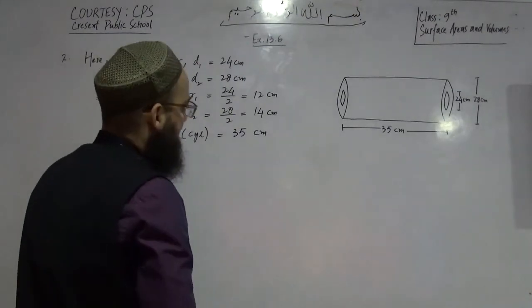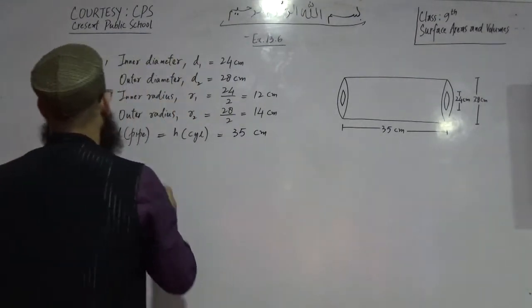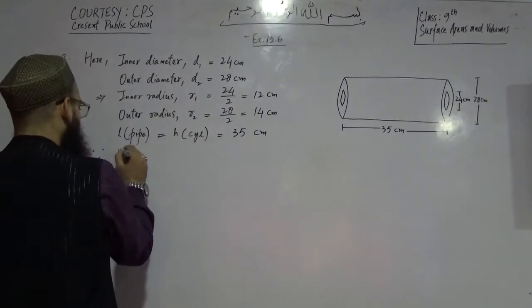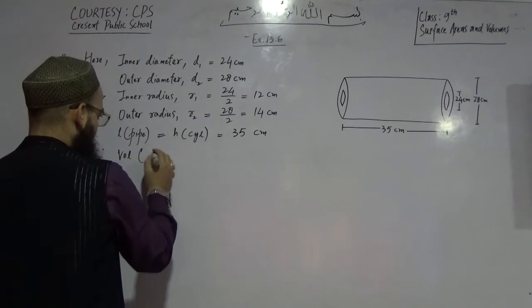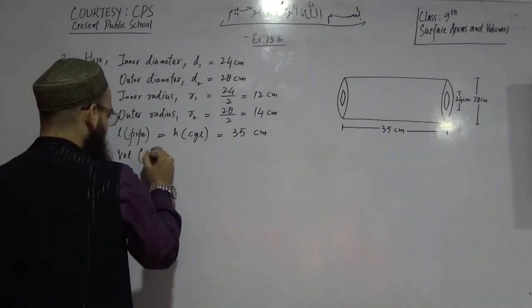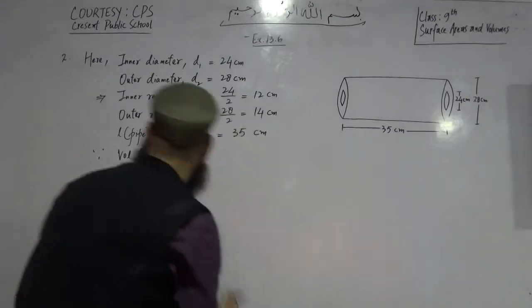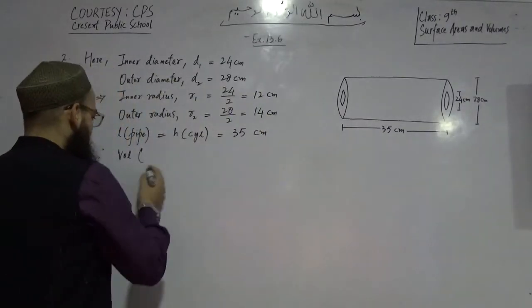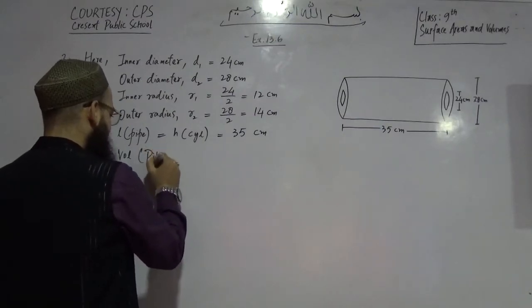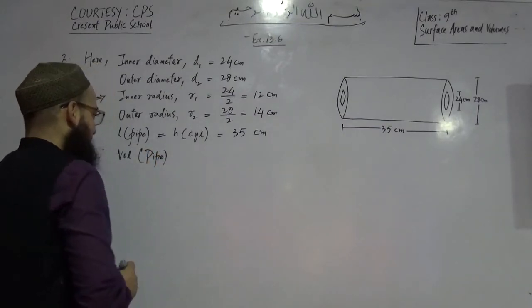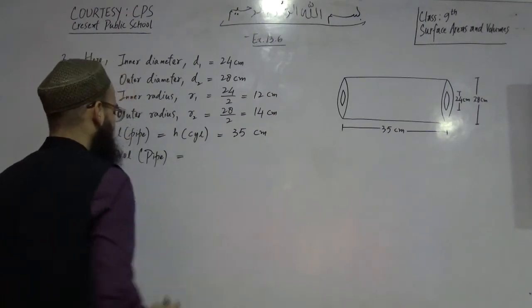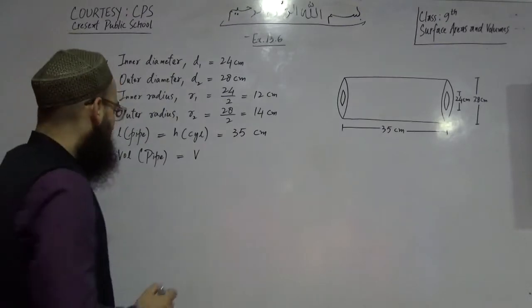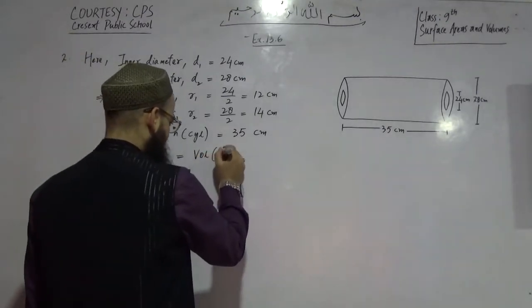Then let us find the volume. Since it's a wooden pipe, volume of pipe is equal to volume of cylinder. Volume of pipe is volume of cylinder.